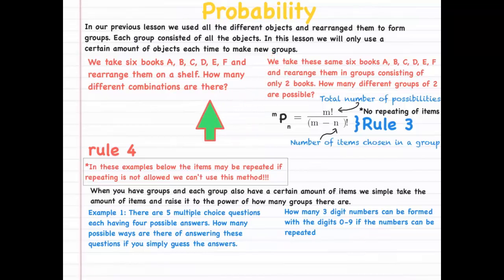Now here is an example. We take 6 books, A, B, C, D, E, and F, and rearrange them on a shelf. Okay, so we take these 6 books and we arrange them on a shelf. Nothing new, we've done this before. How many different combinations are there?